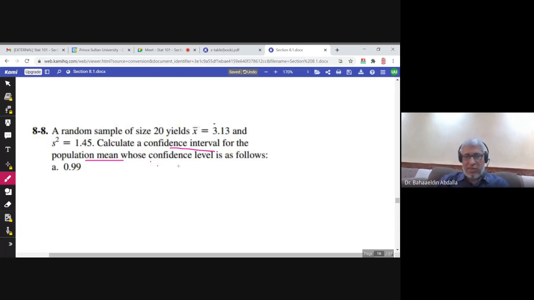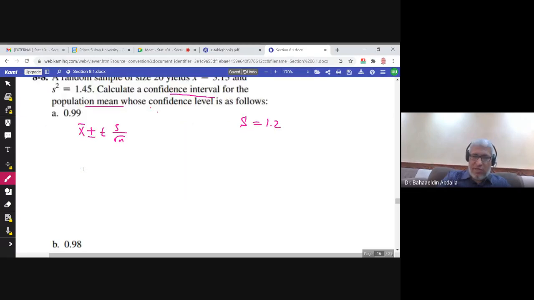So when he asks about the confidence interval for the population mean, he will give you s, and notice here that s squared is given. We don't work with s squared, we work with s in the formula. So you need to find the square root of 1.45. It's 1.2. So use this value and the formula x bar plus or minus t s over square root of n, because s is given, sigma is not given.